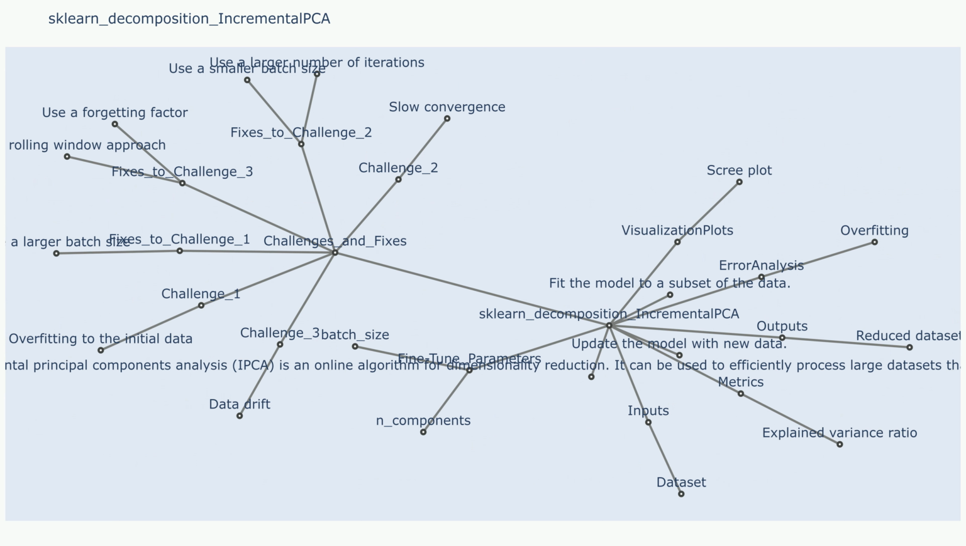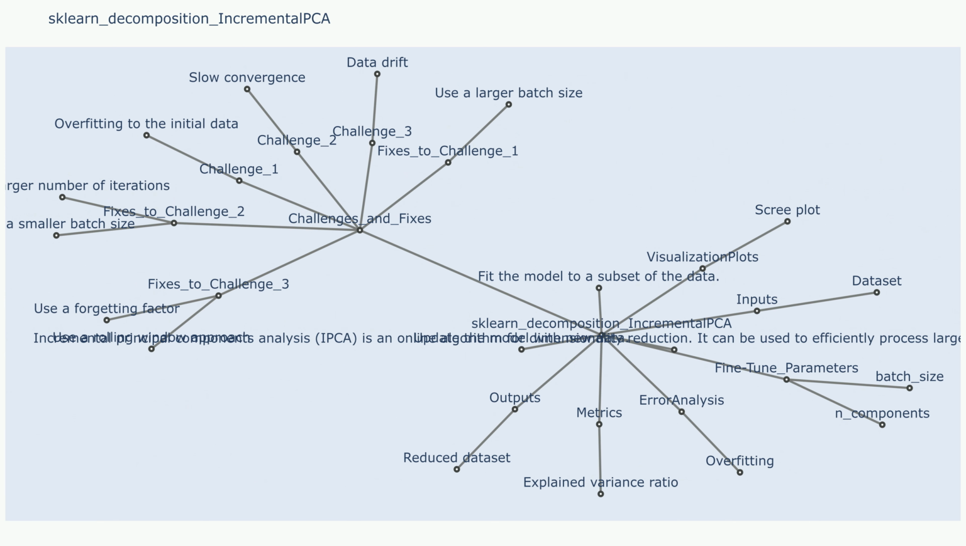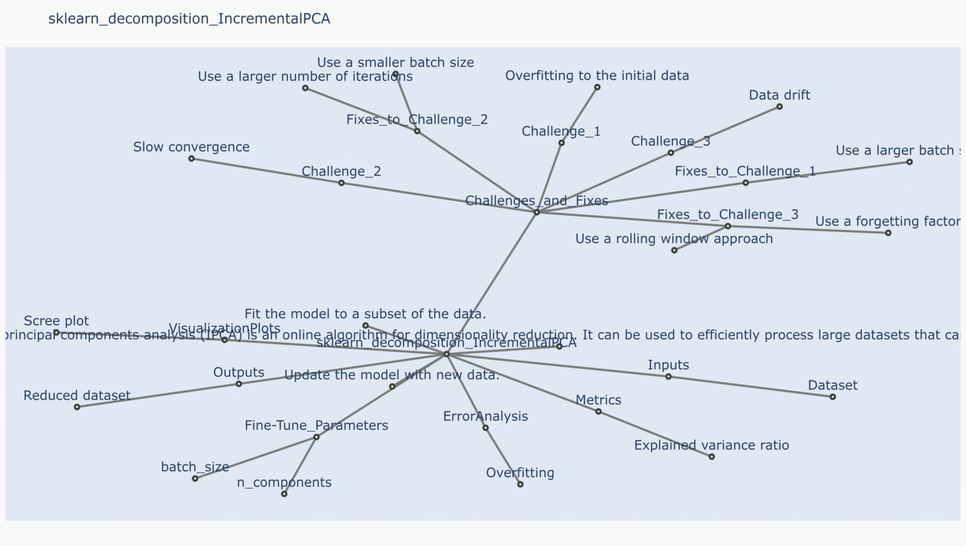Visualization plots. Scree plot. A scree plot shows the explained variance ratio of each principal component. It helps visualize the importance of different components and identify the optimal number of components to keep. Biplot. A biplot displays both the data points and the principal components in a 2D or 3D space. It provides insights into the relationships between features and data points in the reduced dimensionality.